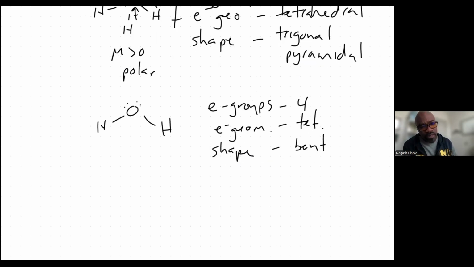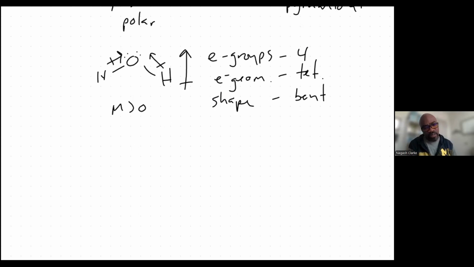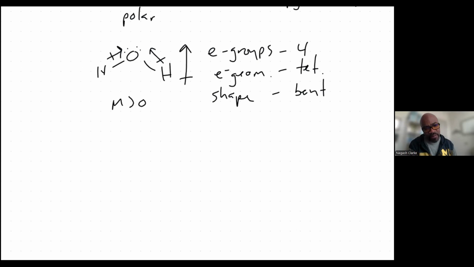What about water as far as polarity? We have dipole moments. The OH bond is polar, and they're being pulled on an angle. So we get an overall dipole moment greater than 0. So water is a polar molecule. And the last tetrahedral we look at is methane.